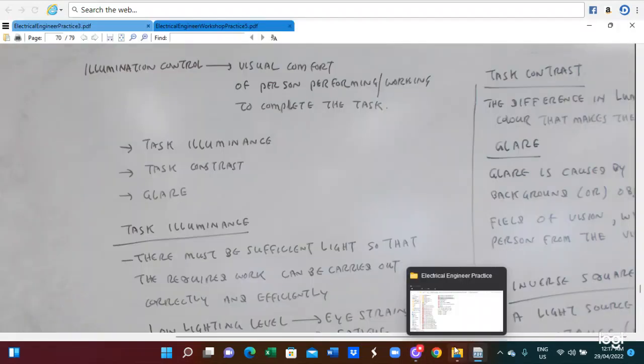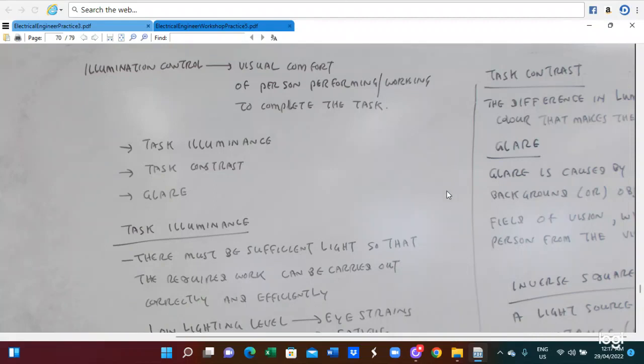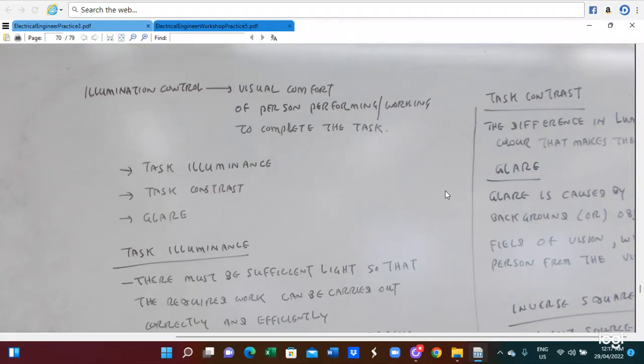So today's lesson is illumination control. The illumination control is very important for the visual comfort of the person performing or working to complete the task. So when the person is doing something, illumination is very important. This is also important for the visual comfort.